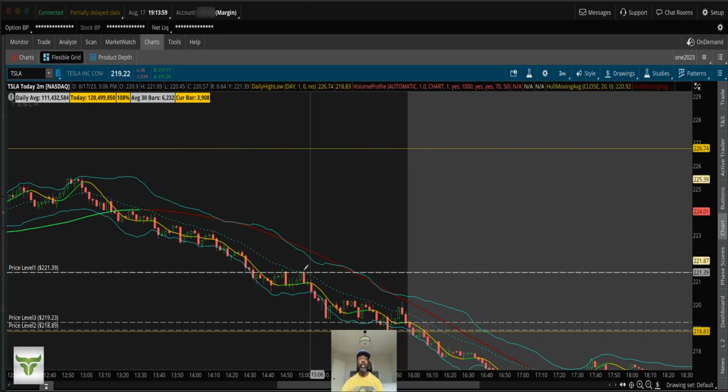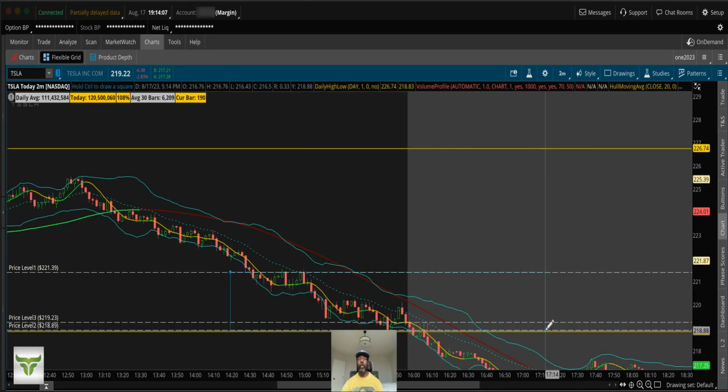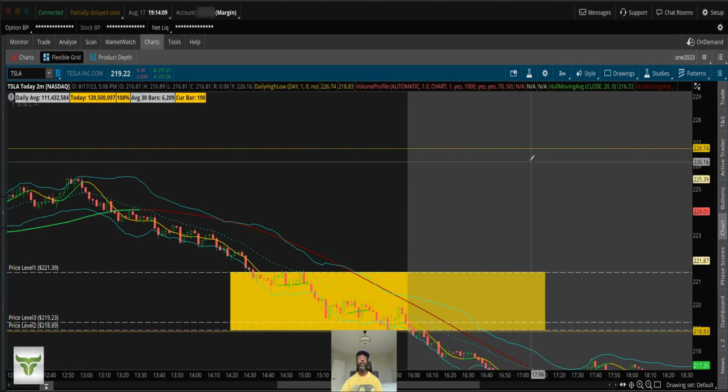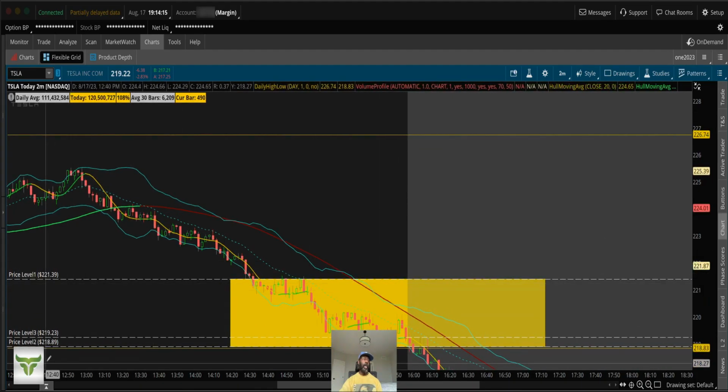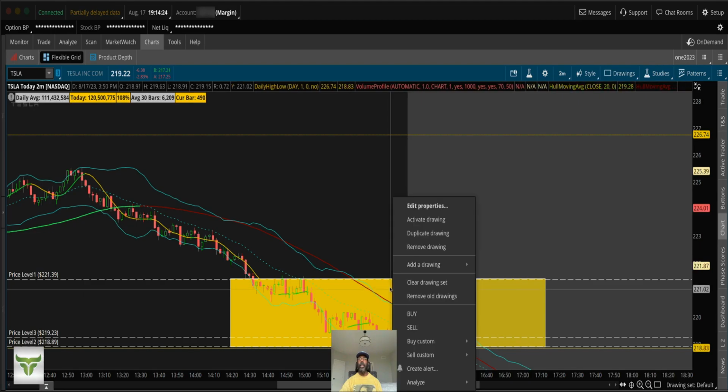So there's the box, and let me draw the box out here for you, just so that you see it. And then I'm going to delete it so I can have it for pre-market tomorrow. So there's your box. There's your support. There's your price levels: 221.39, 219.23, 218.89. There's the box right there, so that you guys have it. Let me remove it.